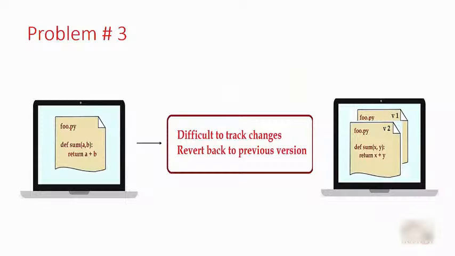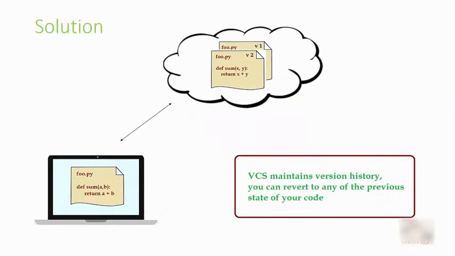Problem number three was version tracking. In version control system, you have all of your changes tracked down through different versions of the same file. So let's say you have this file called foo.py which has a function called sum, and let's say right now the function looks like this. It just returns a plus b. But if you make some changes later on and if you save it, it will be saved as version number 2, version number 3, and so on. So at any given point of time, if you feel like I want to go back to the previous old version which was working okay, you can do it very easily.